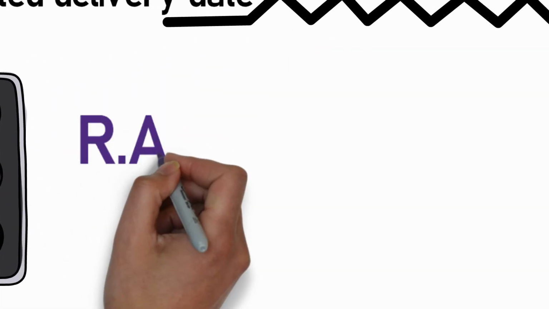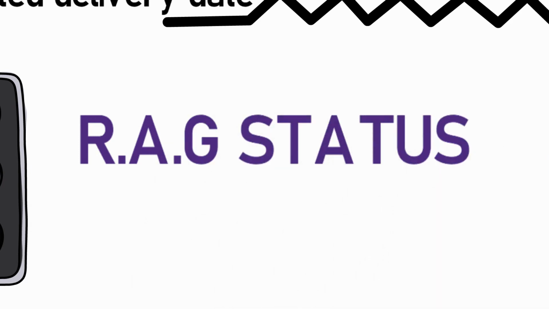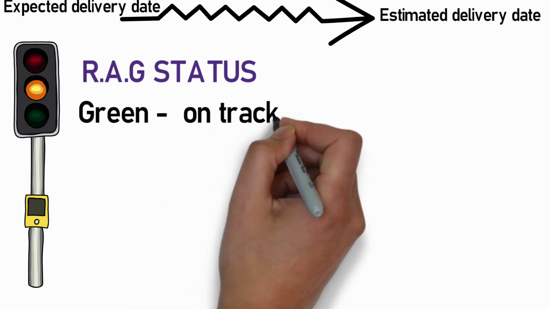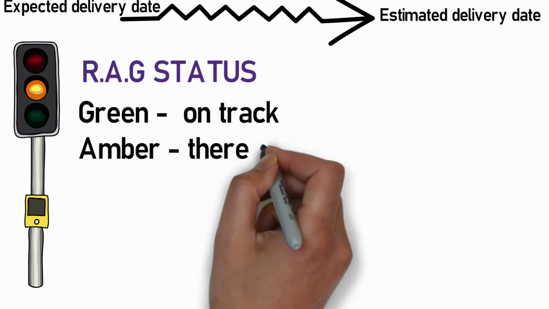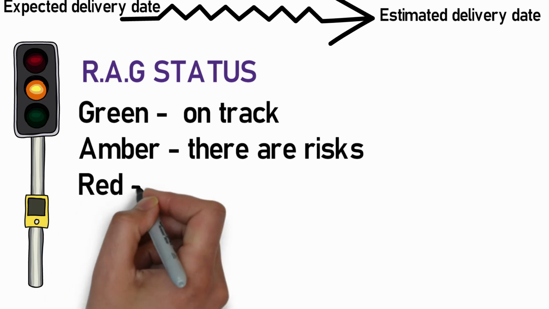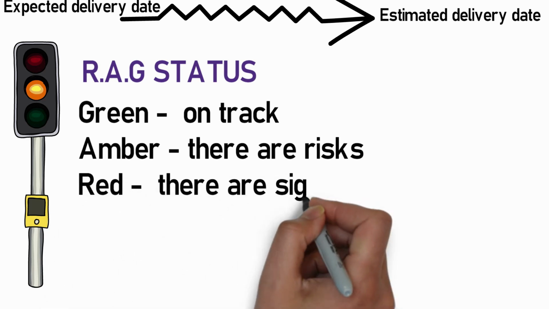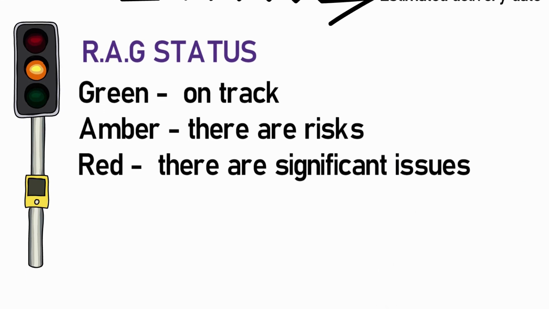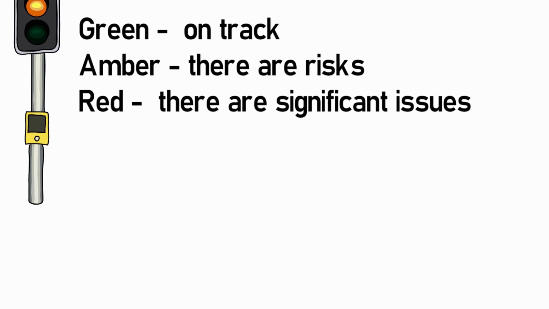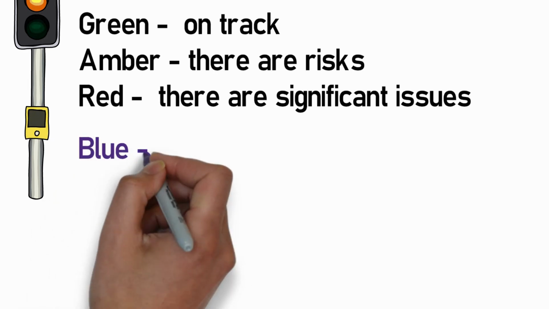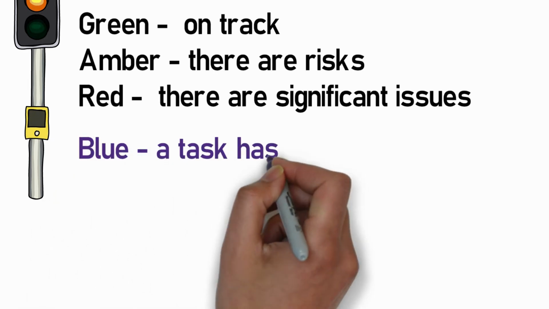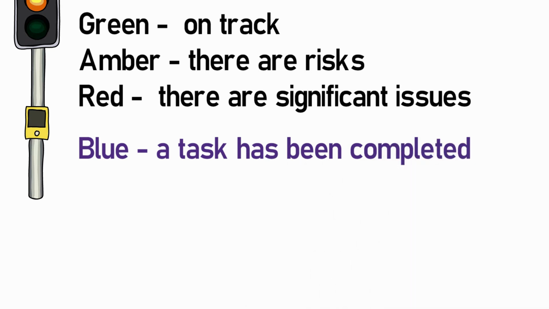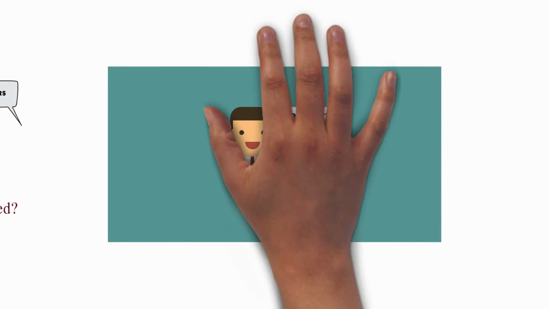However, some people refer to this as a RAG status, which is red, amber, green status. Green means the project is on track. Amber means that there are risks which are likely to derail the project plan. Red means that there are significant issues which are affecting the project. And sometimes people like to use blue, and blue would simply indicate that a particular milestone or task has been completed. It is always important to also include a snapshot of your budget.